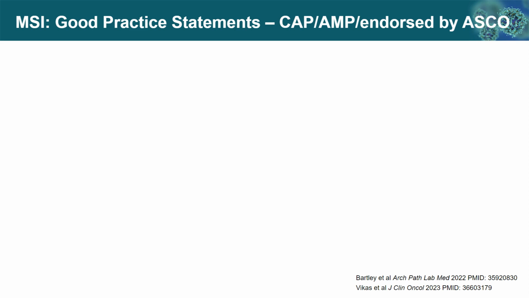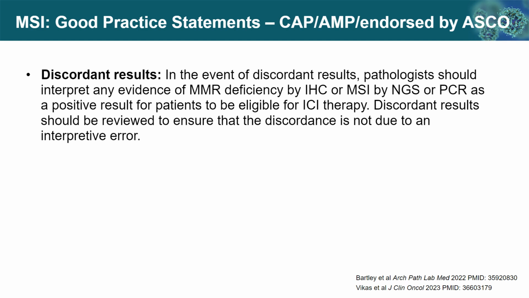For MSI testing, here are some points from the good practice statements. In the event of discordant results, pathologists should interpret any evidence of MMR deficiency by IHC or MSI by NGS or PCR as a positive result for patients to be eligible for ICI therapy. Discordant results should be reviewed to ensure that the discordance is not due to an interpretive error.